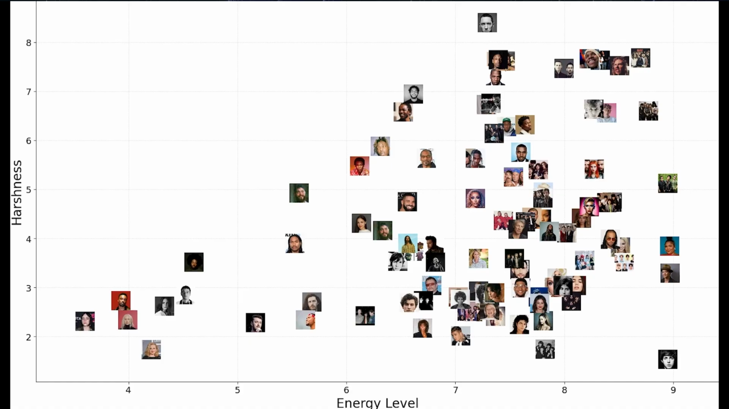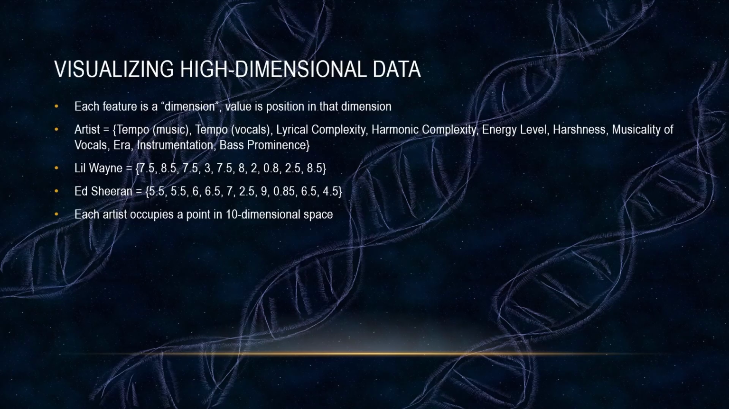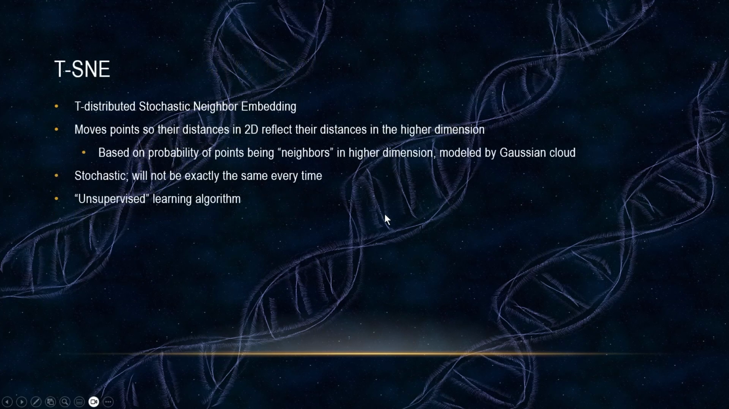This is how you might do flow, where you're looking at all the markers on little 2D plots, and then you can gate and see which ones match up. But we want a way to look at everything at once. So again, the concept: we think of each feature as a dimension, and the value is the position in that dimension. So the artist would basically be a vector of all these things. Here was Lil Wayne, here's Ed Sheeran's vector. And so we can think of each artist as occupying a point in 10-dimensional space. But again, the problem is we can't visualize that.